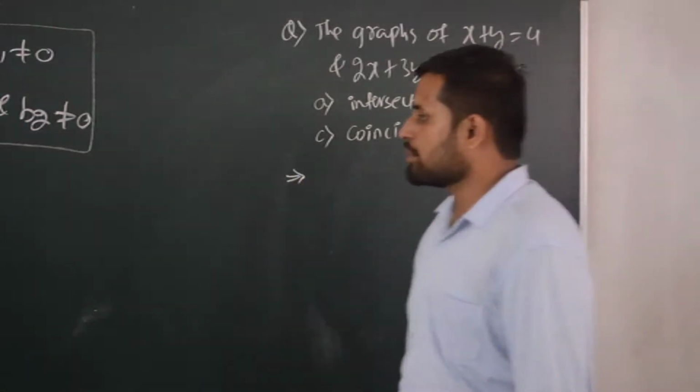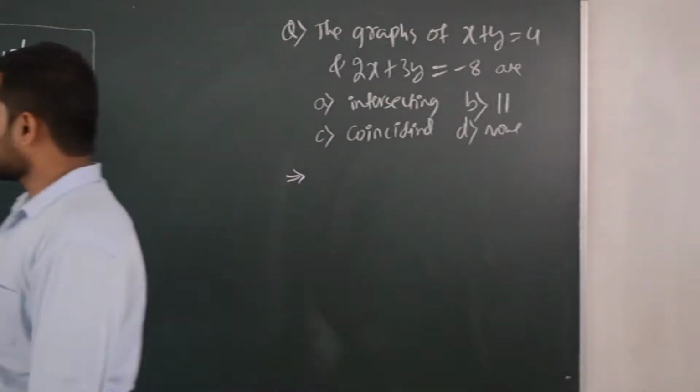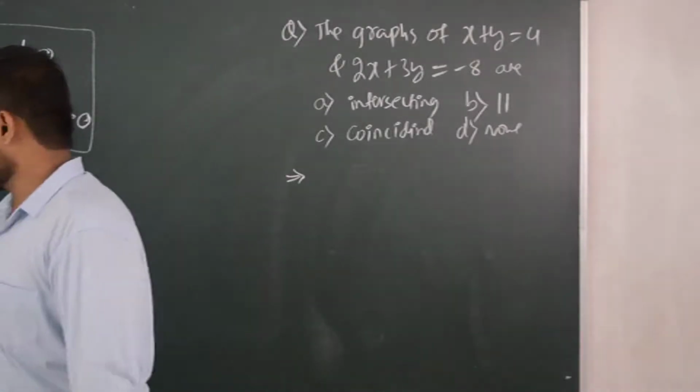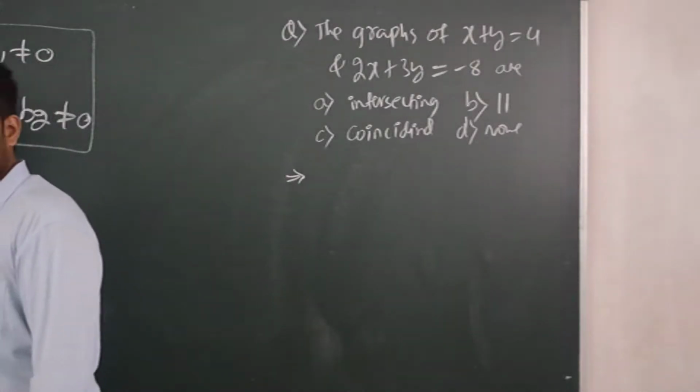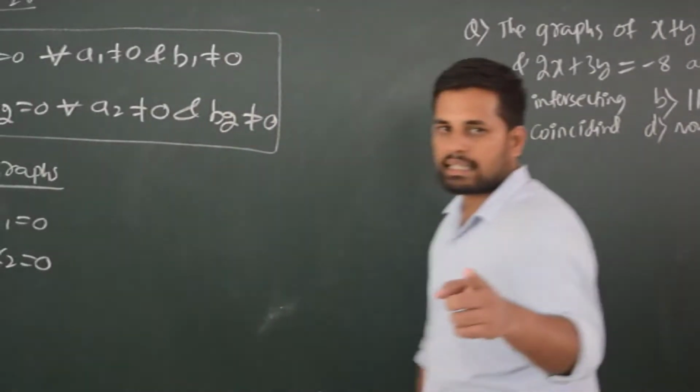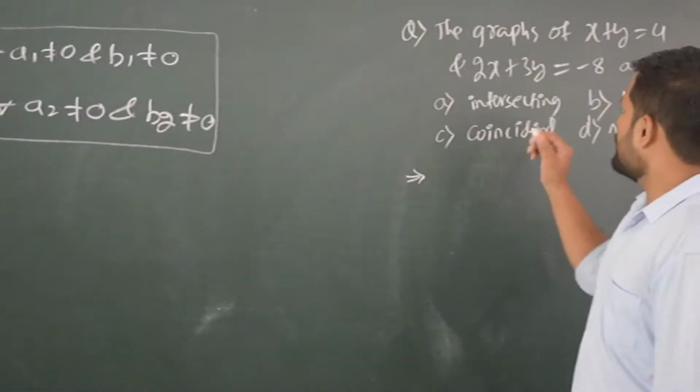What is the condition I have told you, dear children? For intersecting graphs, you have to compare these equations. Then a1 by a2 should not be equal to b1 by b2. If this is the condition, then those graphs are going to be intersecting, right? All right. Fine. So let me get into that.